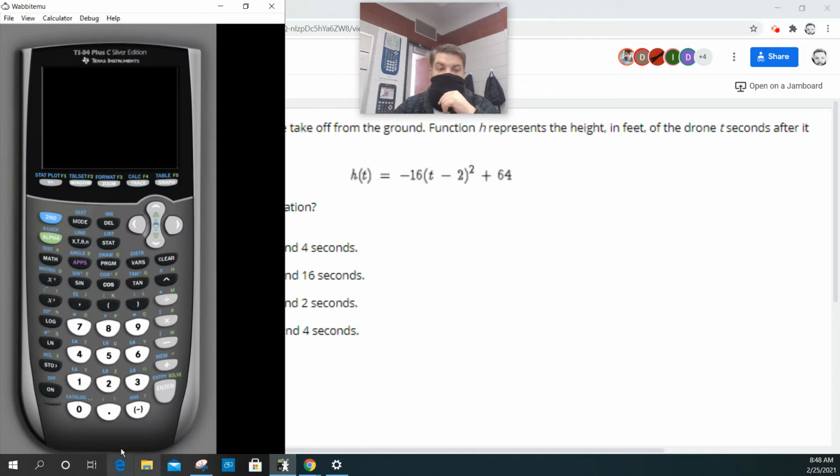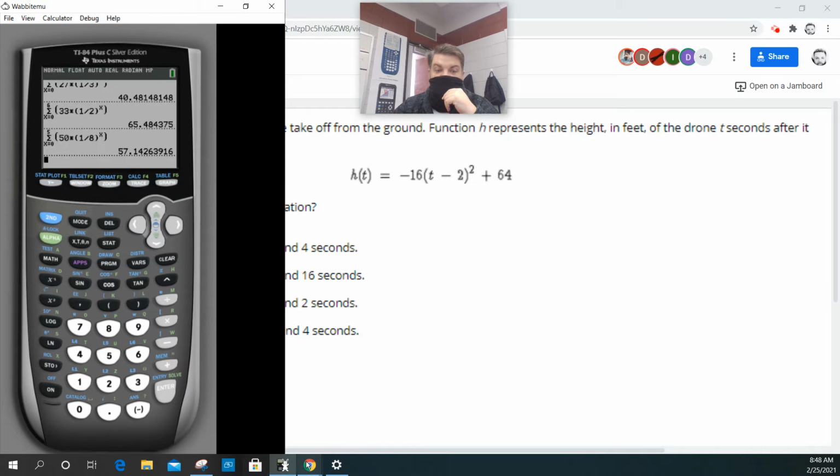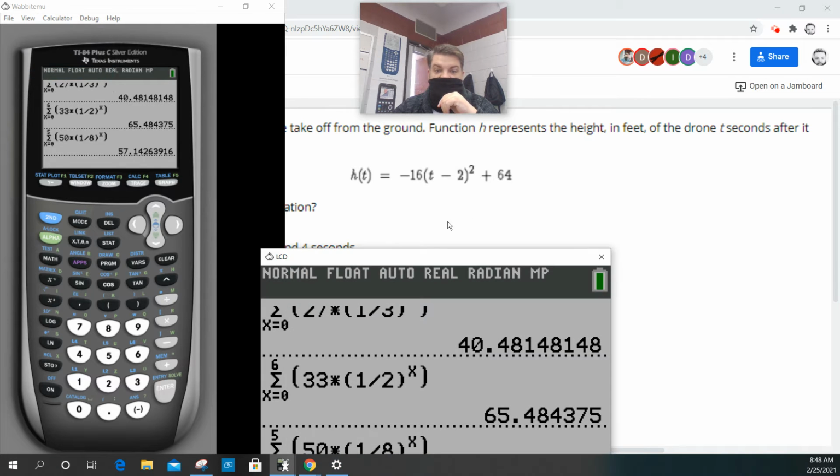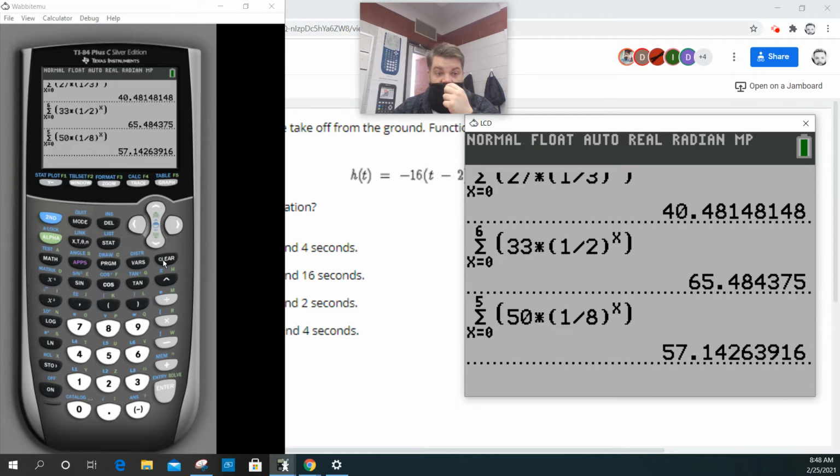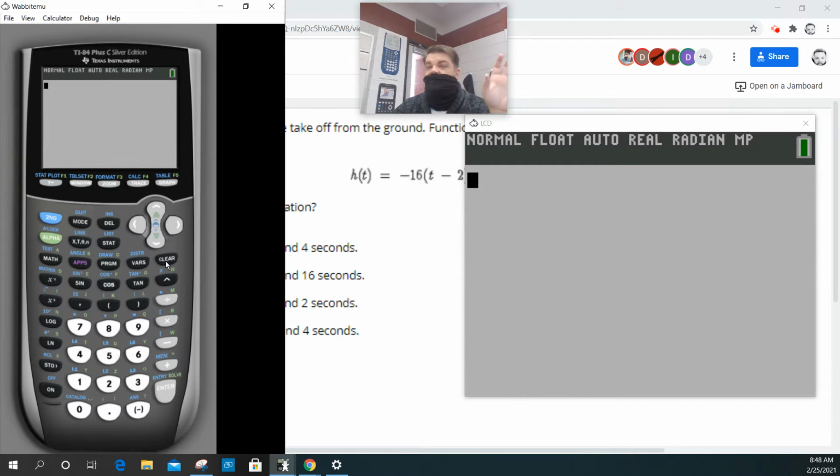So turn your calculators on. I'll zoom in on my screen so you can see it a little better. I'm just going to hit clear and clear everything out. So hit the clear button.